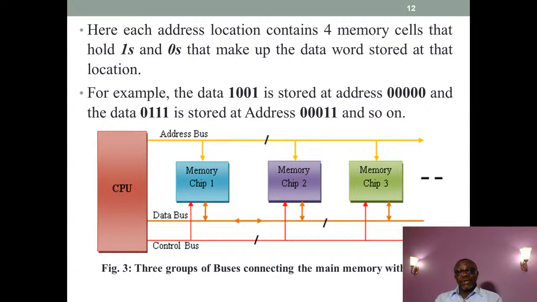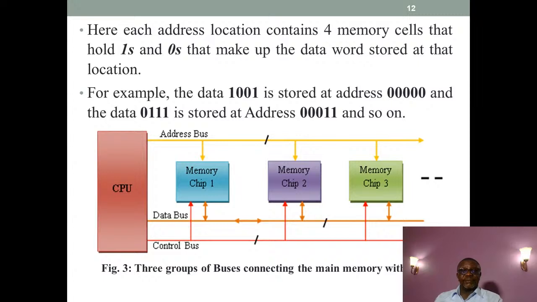But this is a typical addressing system, or how the memory chips relate with the central processing unit. If you look at the line in yellow, we call it the address bus. This address bus is unidirectional. That is, it goes in one direction from the CPU to the memory chips. The data bus is bidirectional because the CPU can write data into the memory chip. It can also read data from the memory chip. That is why the arrows of the data bus between the CPU and the memory chips are bidirectional arrows. It can read and it can write.